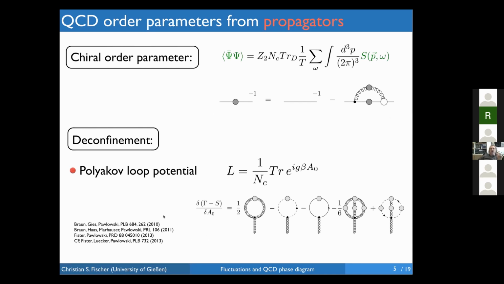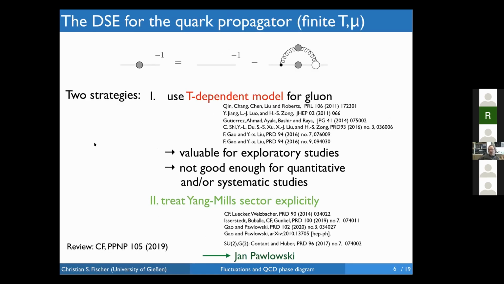Now, of course, the main systematic issue with functional methods is the truncation. You all know that functional methods comprise an infinite tower of equations, and at some point we have to cut this tower. And of course, the quality of the truncations essentially depends on where you do this cutting.